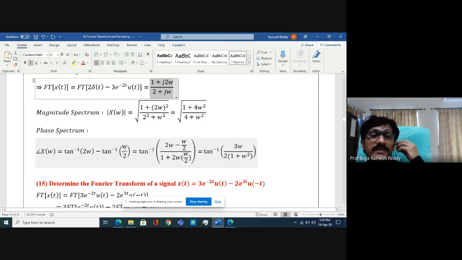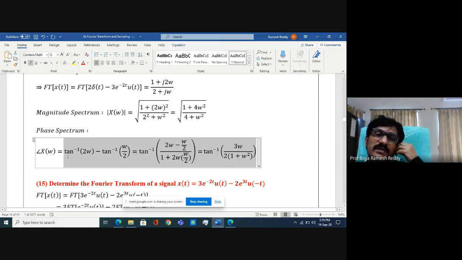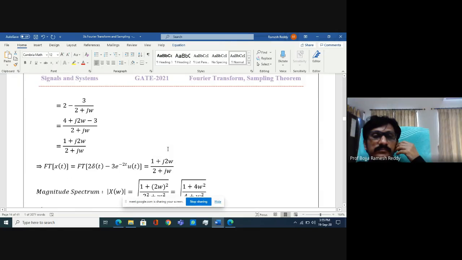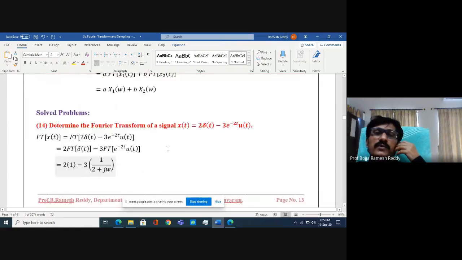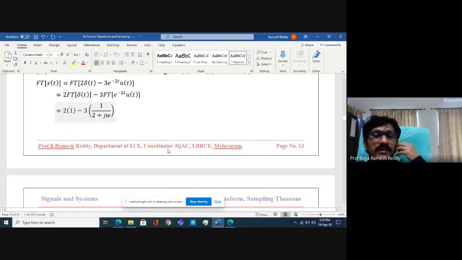Tan inverse of a minus tan inverse of b is tan inverse of (a minus b) by (1 plus ab). That is the formula. Then we can get this answer. It depends on the options; we have to choose the correct answer, whether it is directly in this tan inverse form or the simplified form. That is the use of the linearity property.